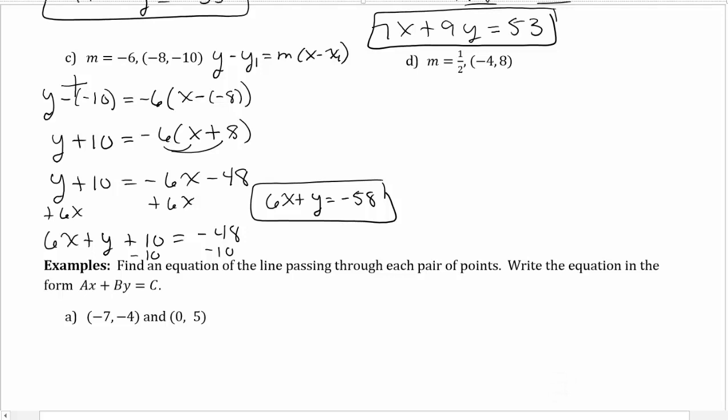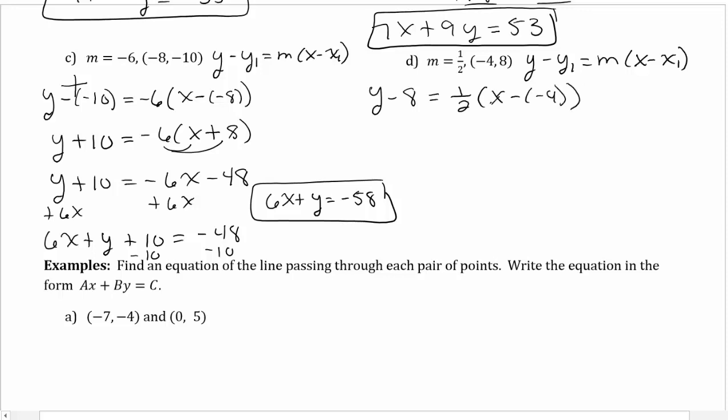And then the last one of these, we have a slope of 1/2, and it passes through the point negative 4, 8. So again, we're using y minus y1 equals m times the quantity x minus x1. So that's going to be y minus 8 equals 1/2 times the quantity x minus a negative 4. Y minus 8 equals 1/2 times x, minus a negative 4 is plus 4. And then we need to distribute the 1/2. So y minus 8 equals 1/2 x plus 2.